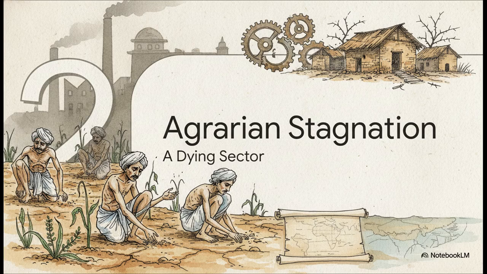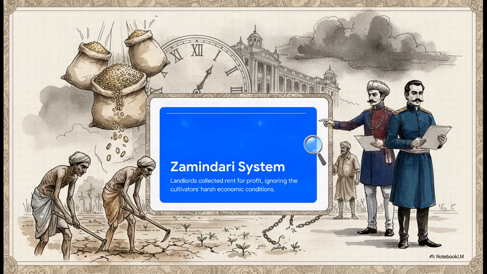Moving on to Section 2, Stagnation in Agriculture, a Dying Sector. So, on the eve of independence, a staggering 85% of India's population got their livelihood from agriculture. 85%. But this massive, absolutely crucial sector was essentially dying. And a huge chunk of the blame for that falls squarely on the land settlement systems the colonial government brought in. The most famous one being the zamindari system, which hit the Bengal presidency really hard. Under this setup, the profits from the farming didn't actually go to the cultivators doing the back-breaking work. No. They went straight to the zamindars, the landlords.